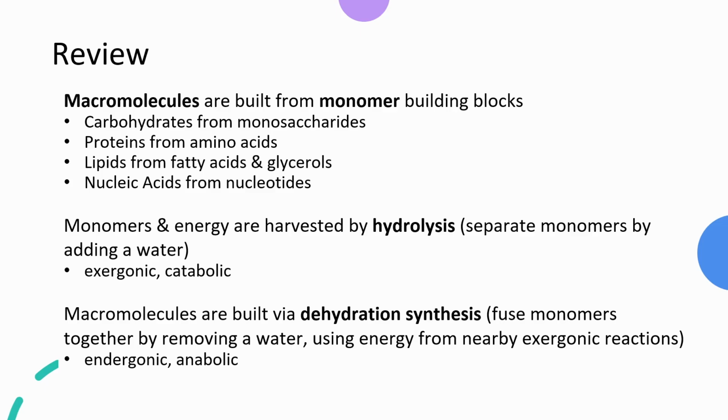Hydrolysis reactions release energy, so they're called exergonic, and they decrease the complexity of the system, so they're called catabolic reactions. On the other hand, dehydration synthesis reactions fuse monomers together by removing a water molecule and use energy from nearby exergonic reactions to fuel this process. Because that energy becomes absorbed into the newly formed bonds, they're called endergonic reactions, and they're building up complexity, so they are considered anabolic.